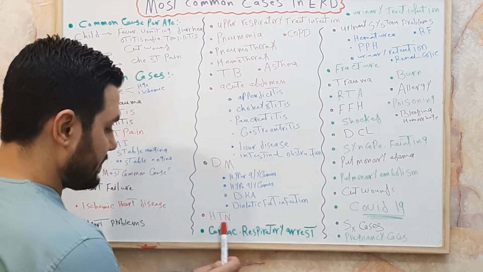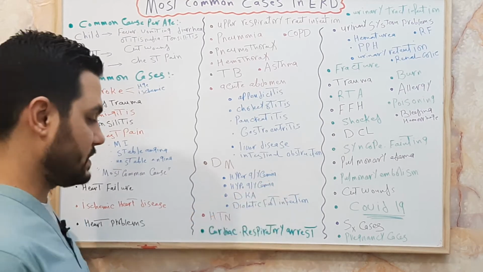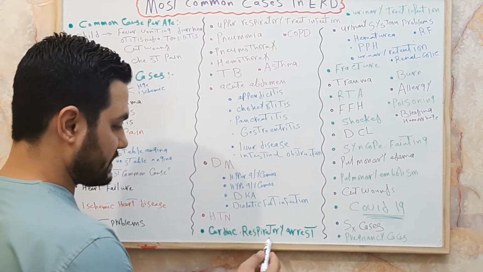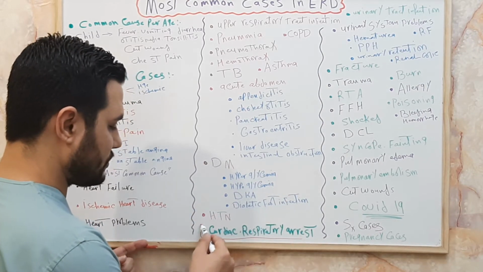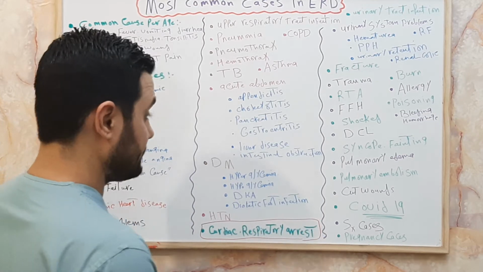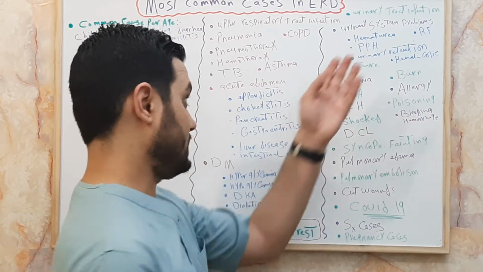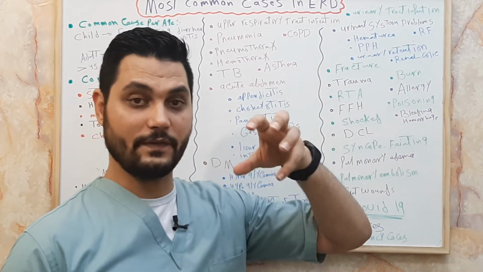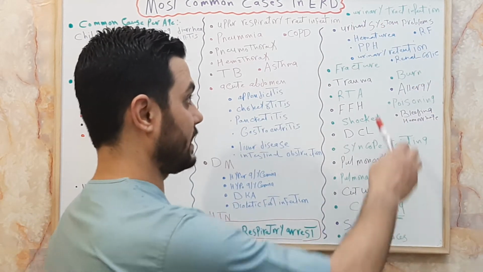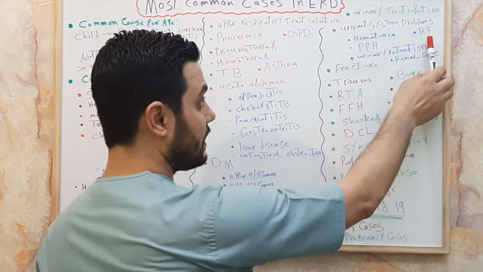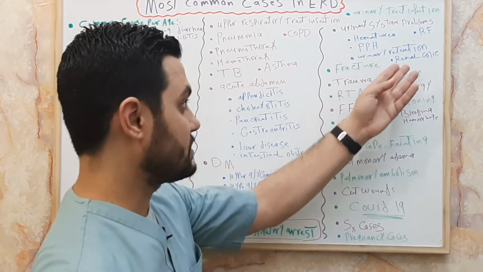Okay, after that, the hypertensive patient, with an increase in blood pressure. After that, cardiac and respiratory arrest. This is the most important patient to come to the ER. Okay, after that, urinary tract infection. If the patient has a urinary tract infection or any problem related to the urinary system like hematuria, BPH in males, or renal failure, urinary retention, renal colic.